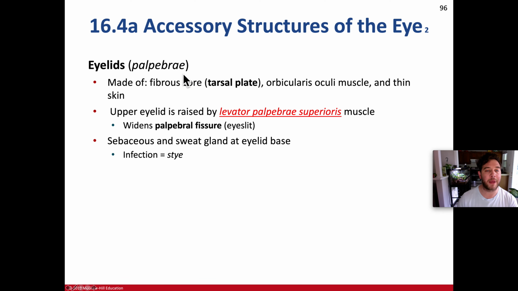Your eyelids are palpebrae. They're made of a fibrous core, the orbicularis oculi muscle, and very thin skin. The upper eyelid is raised by the levator palpebrae superioris muscle. So upper eyelid, palpebrae superioris, raised, levator. The muscle name tells you exactly what it does and where it is. And your sebaceous and sweat glands are at your eyelid base. When they are infected, you get a sty.